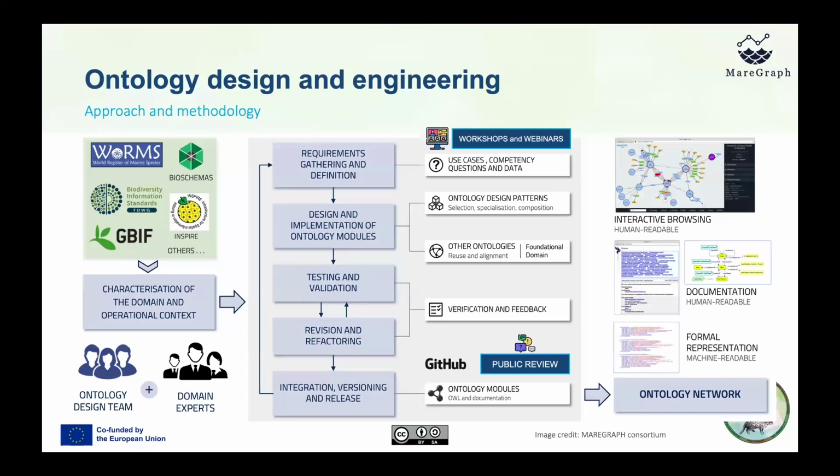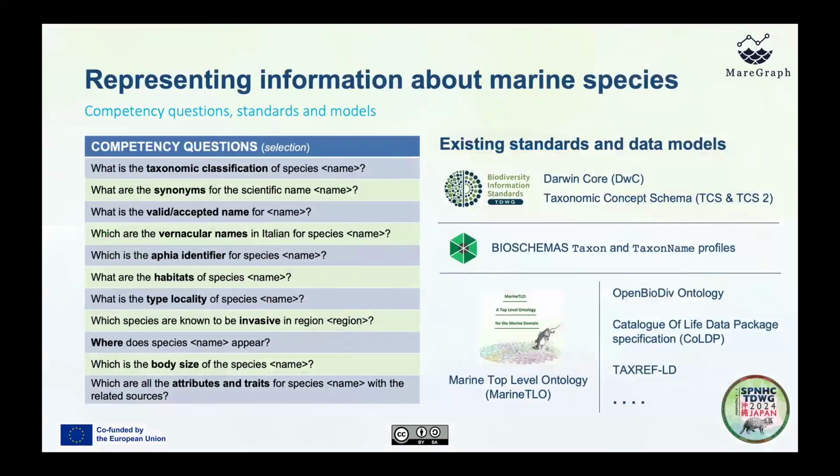Then, after an internal testing and validation phase, which may lead to adjustments and revisions, our ontology models are published in a dedicated GitHub repository. This allows us to involve again the community through a public review process, so everybody can contribute through issues and comments. By following this process, we produce and publish the models that are part of our ontology network, together with the associated documentation and metadata. Let's make this a bit more concrete by considering the information about marine species.